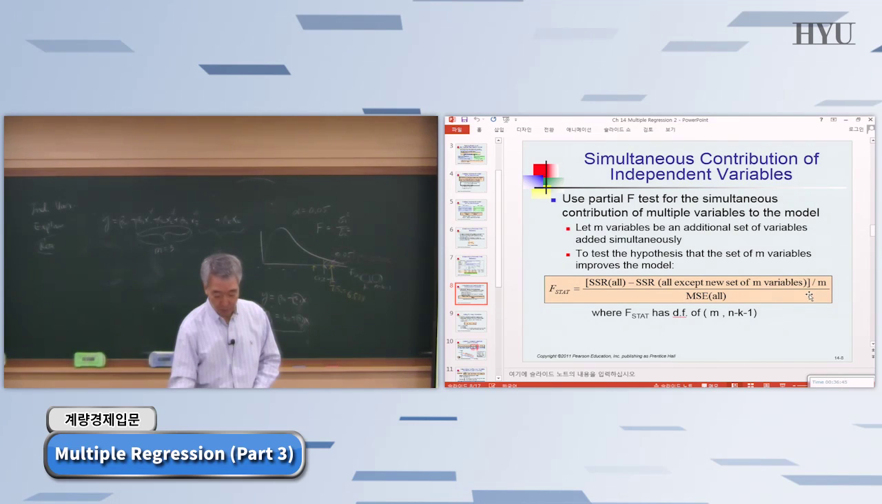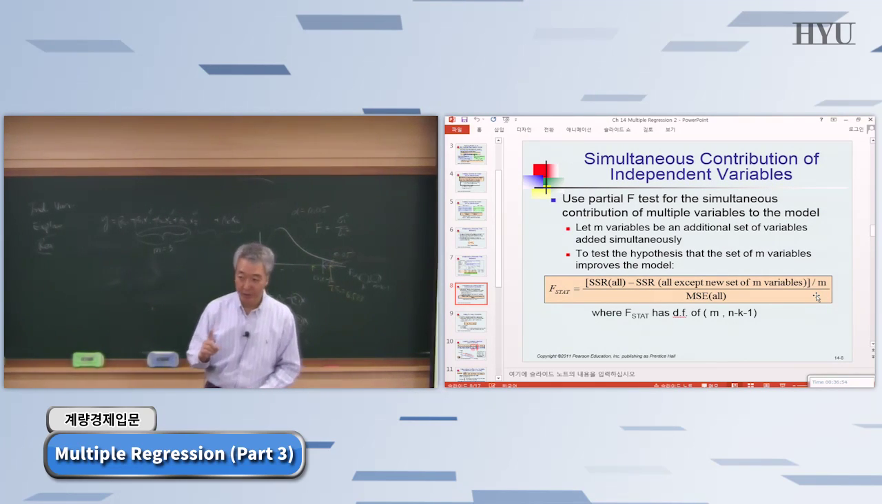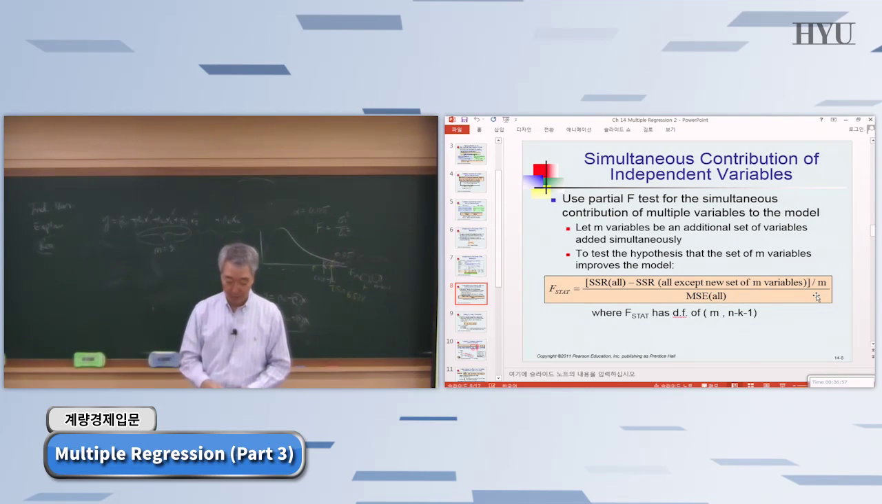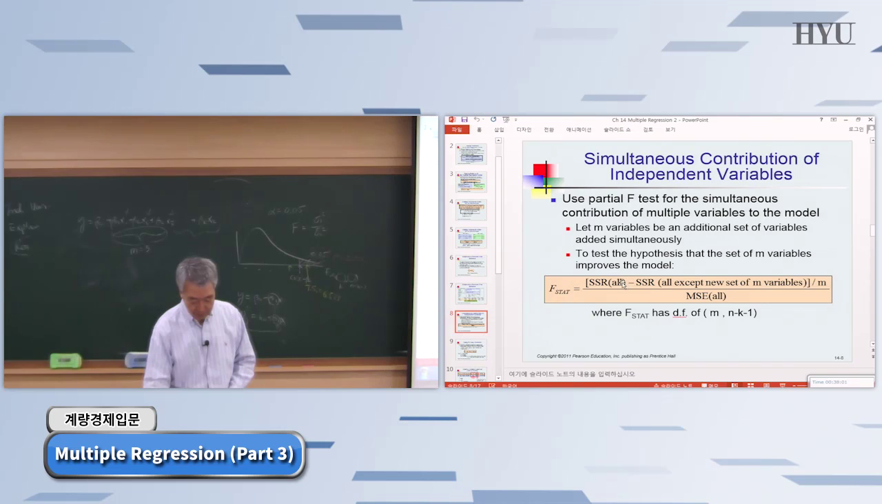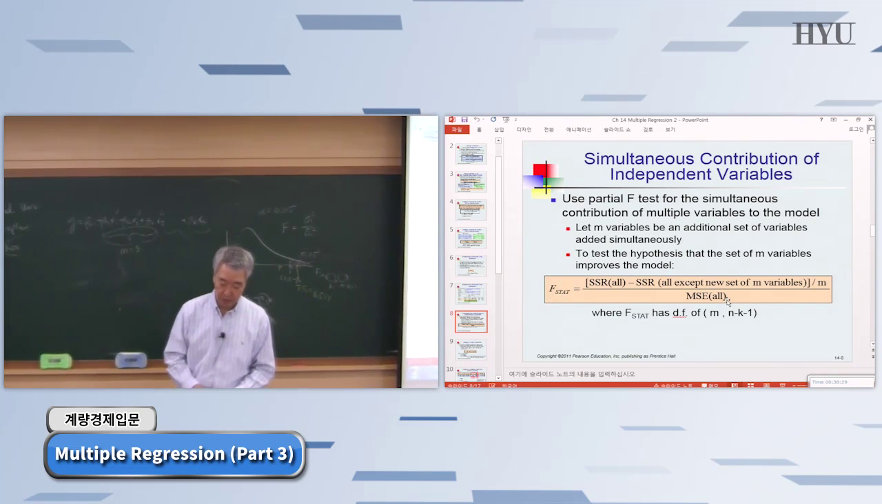Previously, we didn't divide it by M because M was 1, right? We were asking about only one independent variable. So it's exactly the same thing. The F statistic is exactly the same as before. We look at the difference between the 2 sums of squares and divide it by the degrees of freedom, the number of independent variables in the set that we are trying to find out about. And then divide it by MSE for the entire regression. And we can test this hypothesis, right?